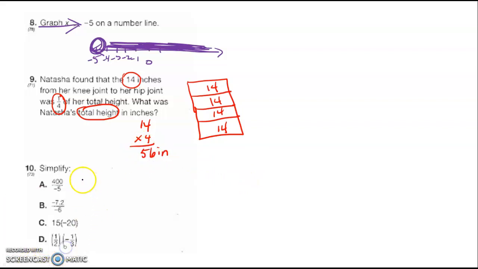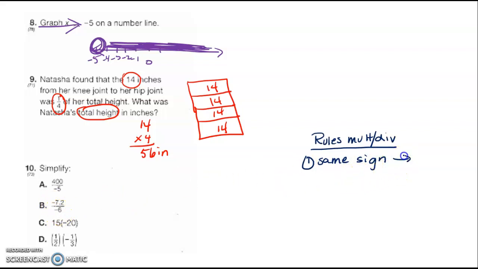Okay, if you don't already have this written somewhere, you might want to write it down. We are dividing and multiplying positive and negative numbers here, and the rules for multiplication and division are: if we have the same sign, like we have in B, a negative and a negative, our answer is going to be positive. If we have different signs, like we have over here in A, our answer is going to be negative.